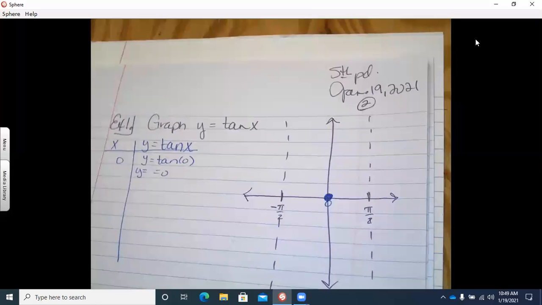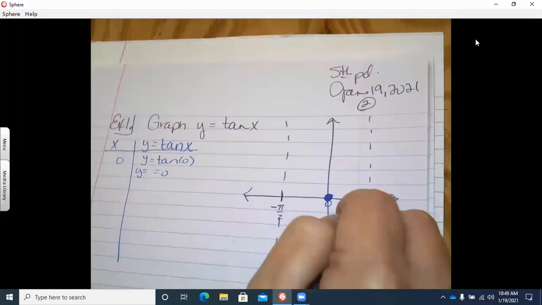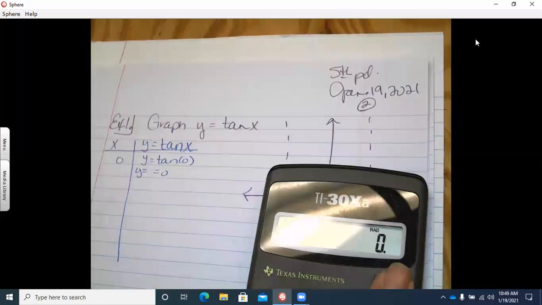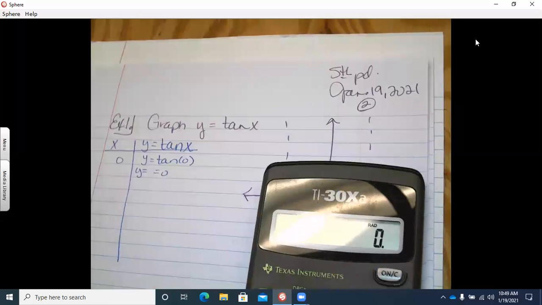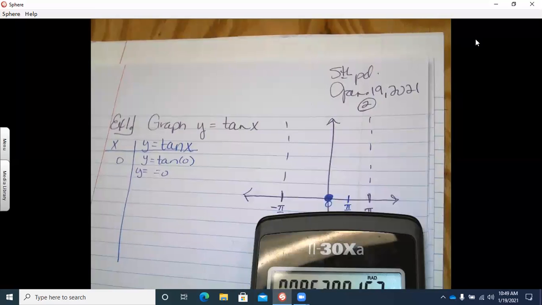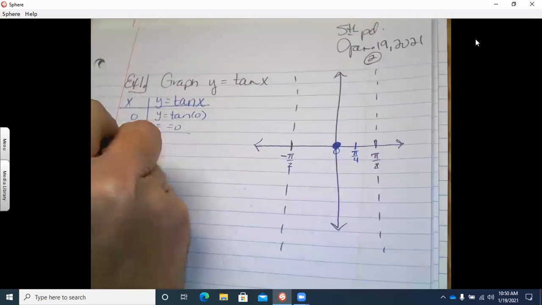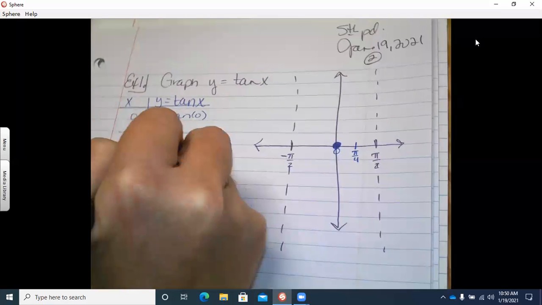Let me just find some other number between 0 and pi halves. What number is halfway between 0 and pi halves? Pi fourths. All right, well, let's figure out when x is pi fourths, what's the tangent? This calculator has a pi button. So for pi fourths, I do pi divided by 4, right? Pi, 3.14 approximately, divided by 4, and then push equals. That's not the tangent. I just did what pi divided by 4 is. Then I have to hit the tangent button, and I get 1. So at pi fourths, y equals the tangent of pi fourths, I get 1.